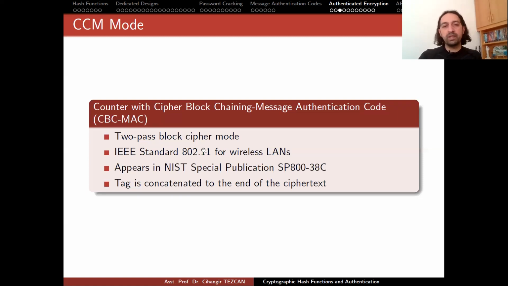By two-pass, as we mentioned before, we are processing the data twice, once for encryption and once for authentication. But this doesn't always have to be like this. We will see some algorithms that do this in a single pass. This is an IEEE standard for wireless LANs, and it appears in this special publication. After this operation, the tag is concatenated to the end of the ciphertext. So when you are using this operation, you always know the final part is the tag.